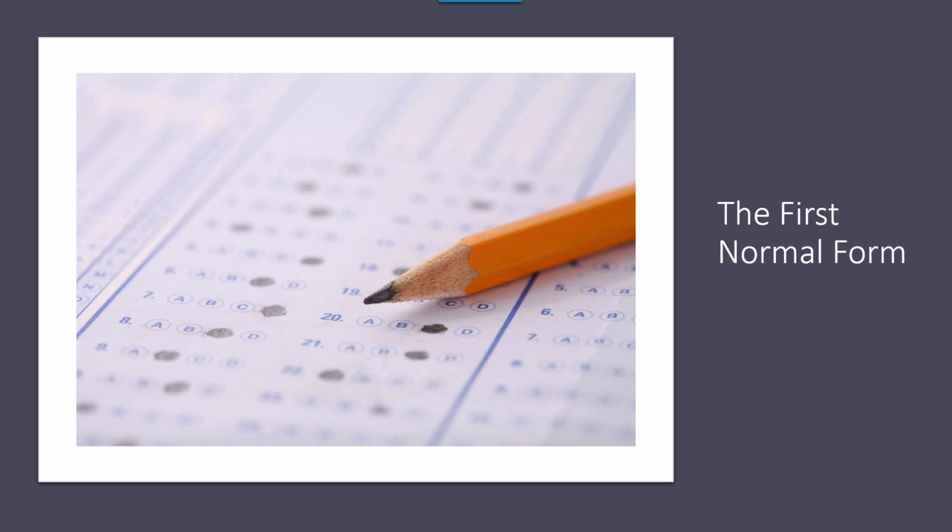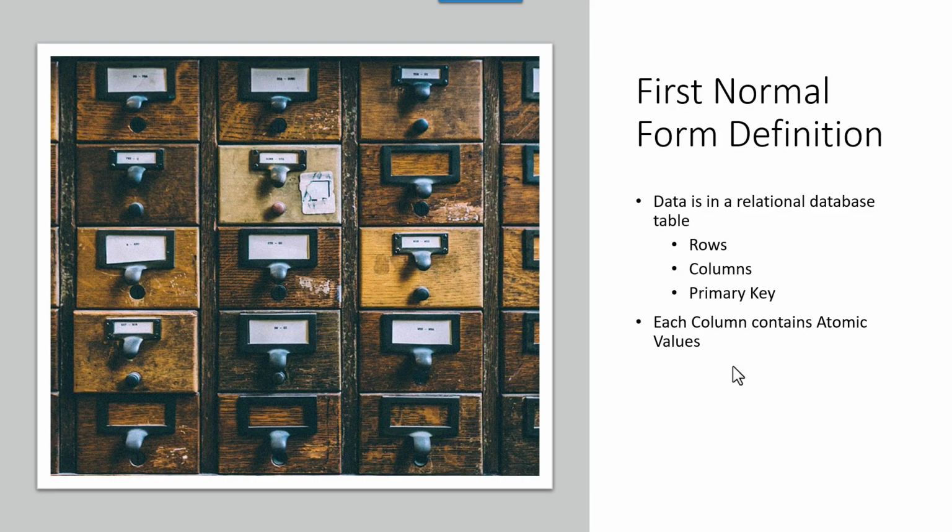In this lesson, we're going to look at the first normal form. So here's the definition of the first normal form. First of all, the data's in a relational table. So what do we mean by that? That means that the table has rows, it has columns, and it has a primary key. So that's it. It's a pretty simple definition, but it's very fundamental.